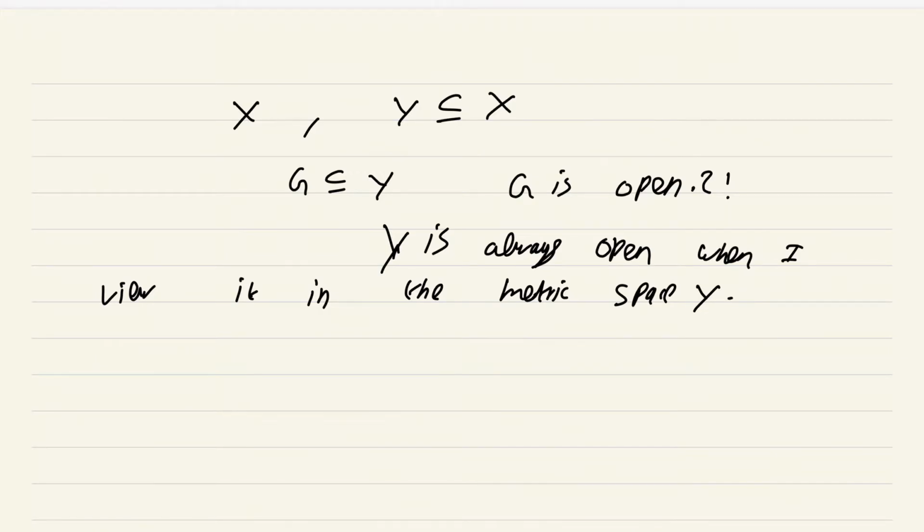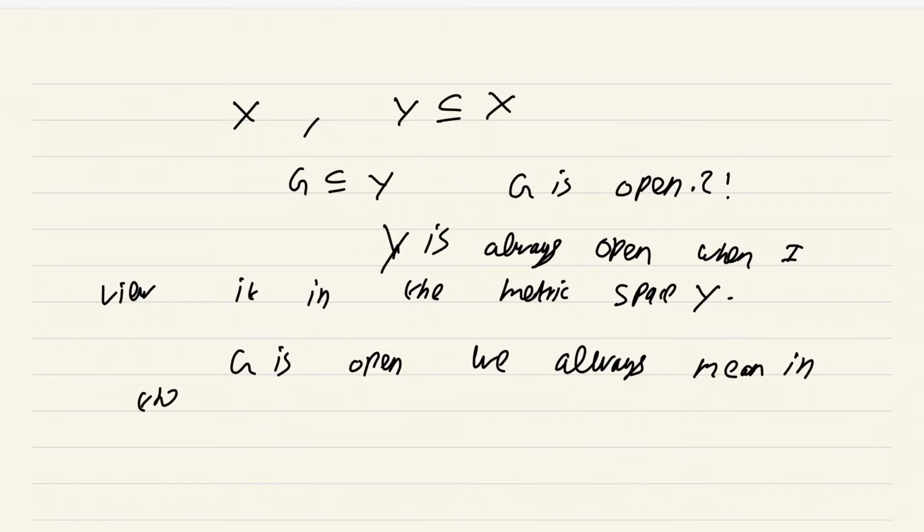So whenever you have these nested subspaces Y subset of X, you have potential ambiguity. When we say G is open, we always mean in the parent metric space. That means X. So whenever we just make a blanket statement, you look at the largest metric space that we are considering, and it is open in that. That's what it means.